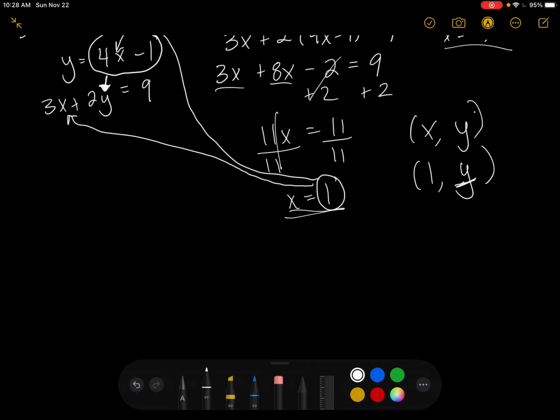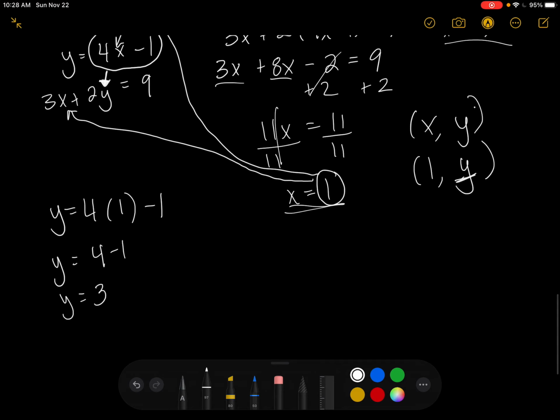All right, so let's do the first one. The y equals 4x minus 1. So this time I know that x is 1. I solved for it already. Right, so I got y equals 3. Okay, let's plug it into this second equation just to see what happens.